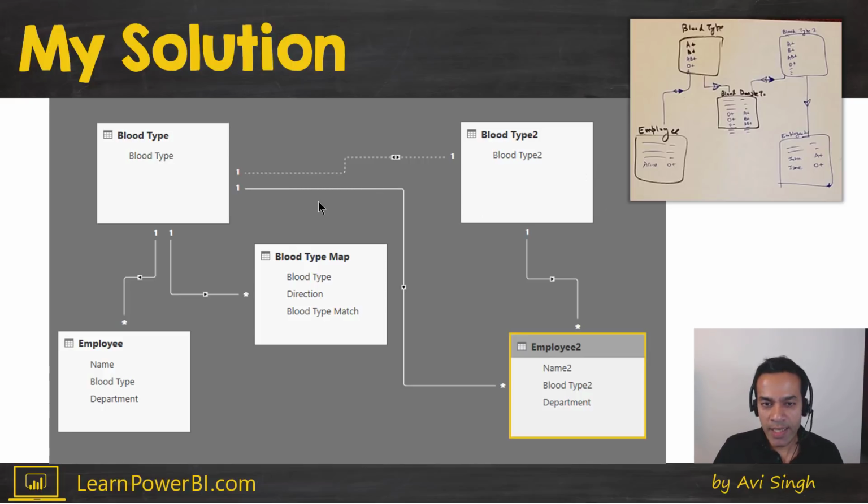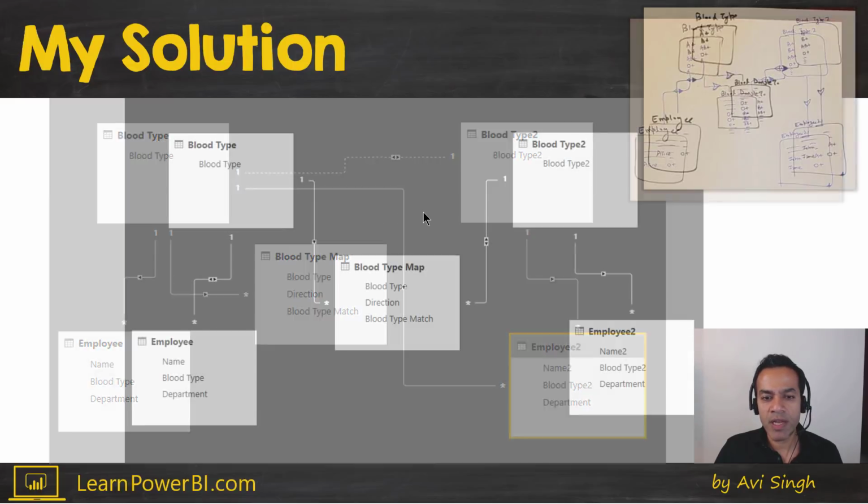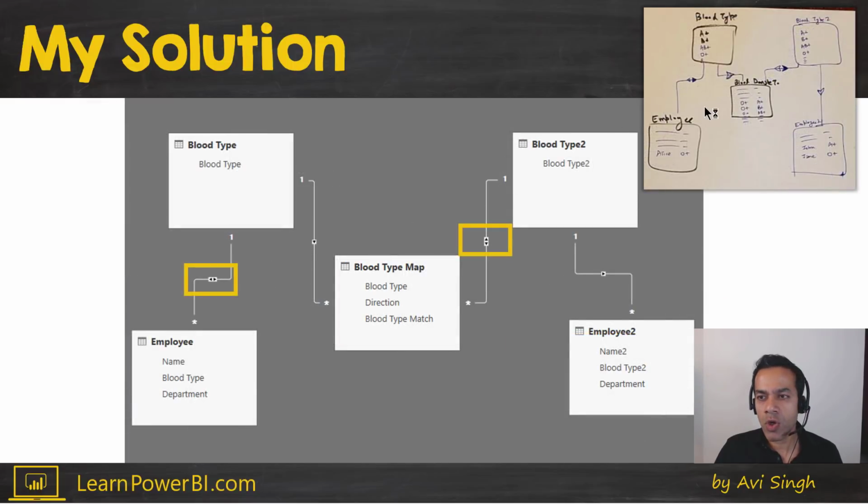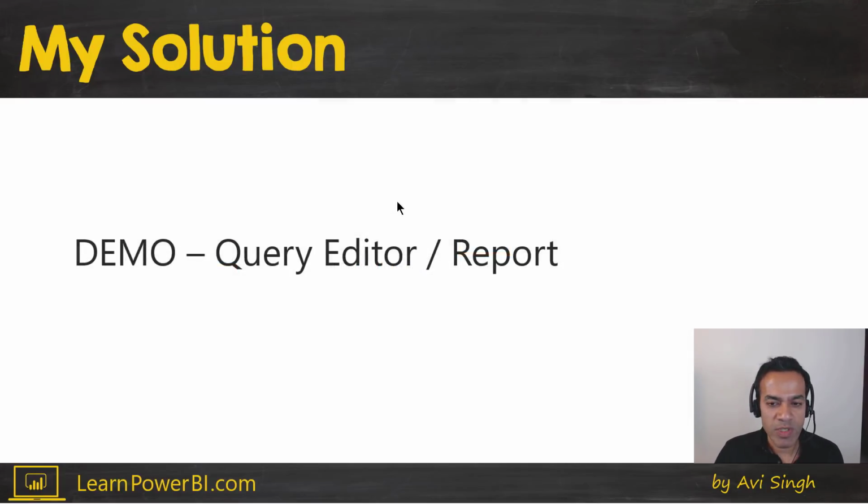So I deleted the relationships that I didn't need, and I recreated them, and I made it look exactly the same as the model that I had sketched out. And only the ones where I needed a bidirectional relationship, I'm only using them there. I'm not making everything bidirectional. Just don't do that. What's next? Query editor and report.